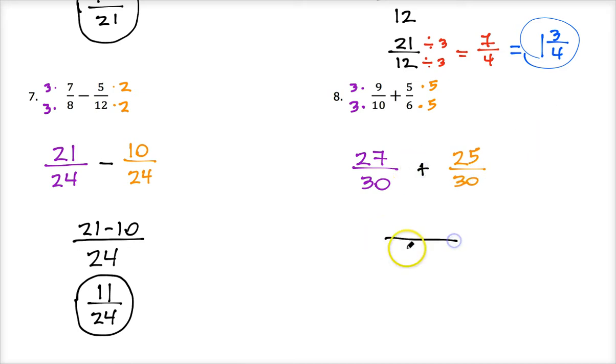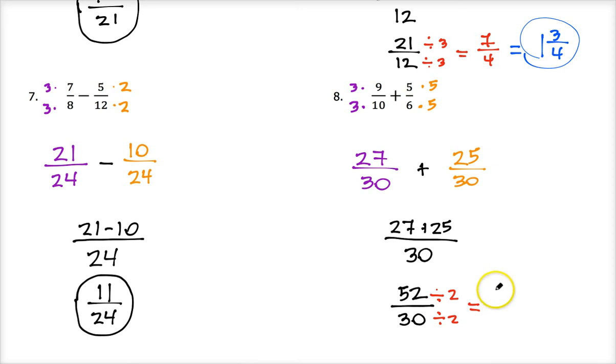We're adding here, so our denominator will be 30, and the numerators will do 27 plus 25. 27 plus 25 is 52, so we get 52 over 30. I can reduce 52 over 30 by dividing both by 2. That gives me 26 over 15.